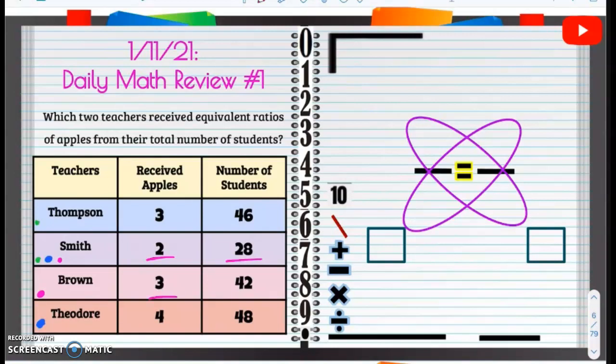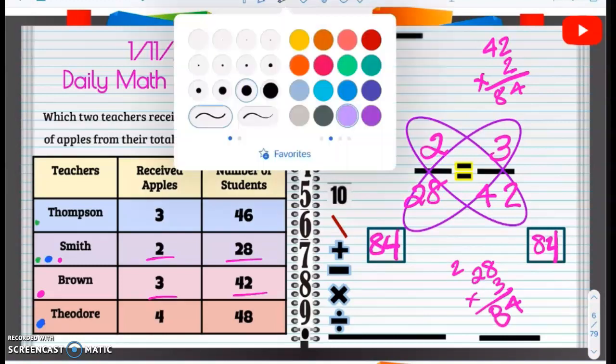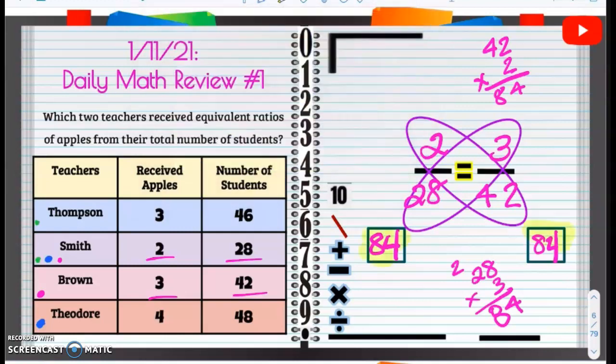So 2 to 28, 3 to 42. All right, so 42 times 2 is 84. Let's see, 28 times 3. 3 times 8 is 24. 3 times 2 is 6, plus 2 is 8. You get 84. Look at that, 84 and 84. Yes, those are equal. So our answer is going to be Smith and Brown.